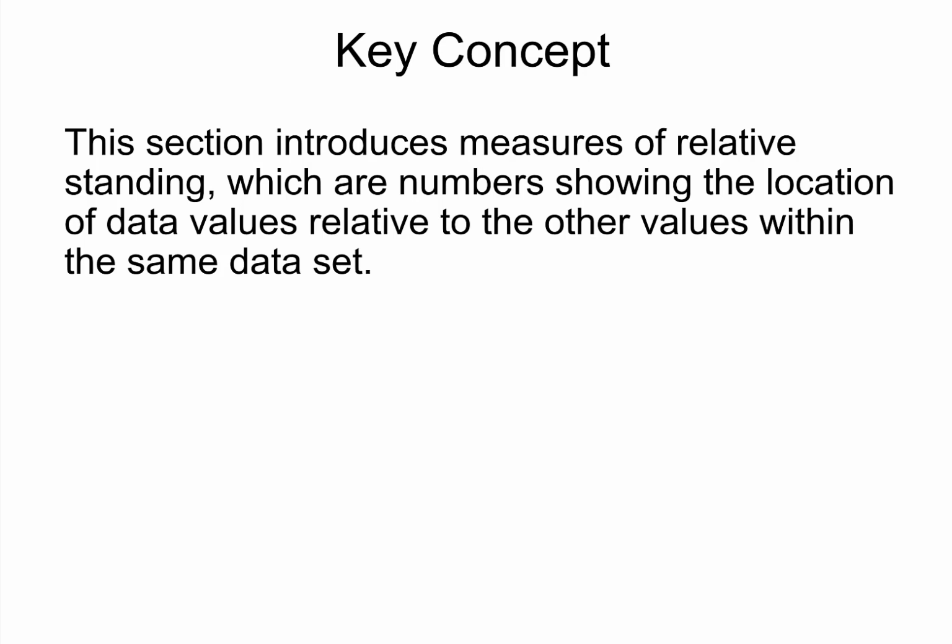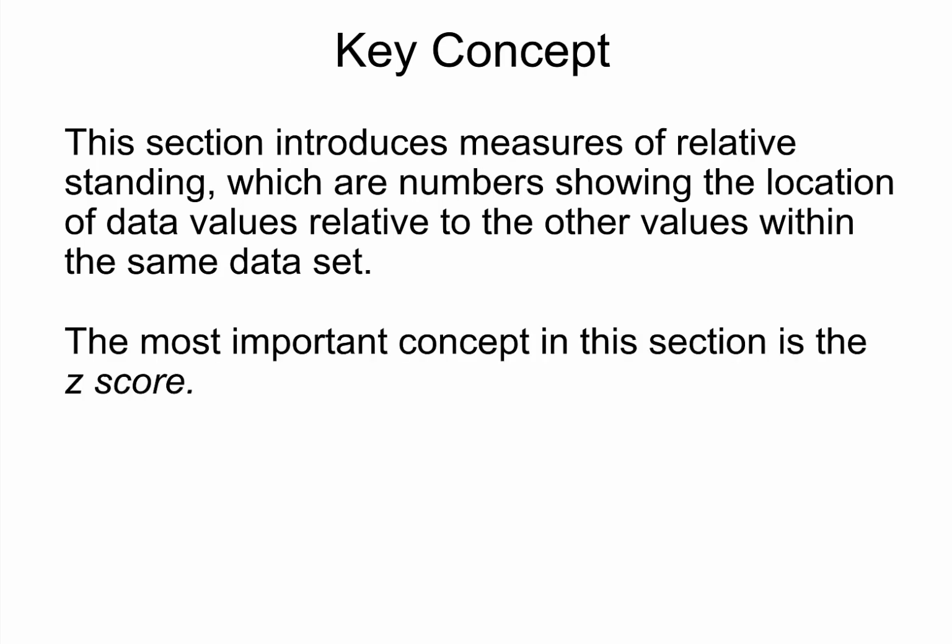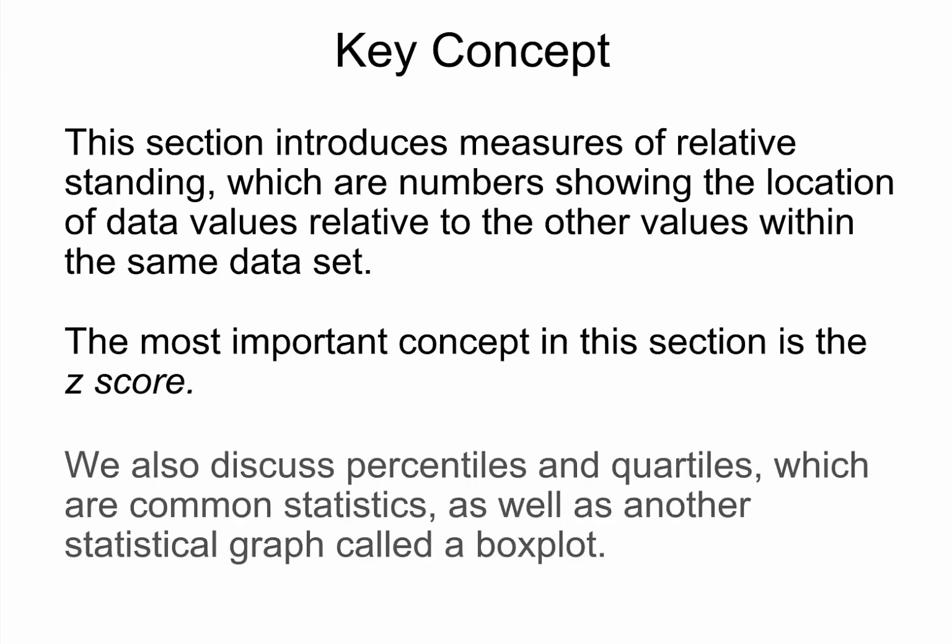This section introduces measures of relative standing, which are numbers showing the location of data values relative to the other values within the same data set. The most important concept in this section is the z-score. We'll also discuss percentiles, quartiles, and box plots.